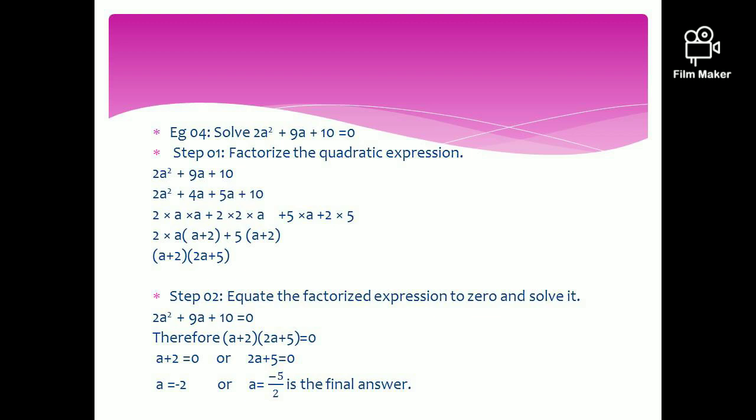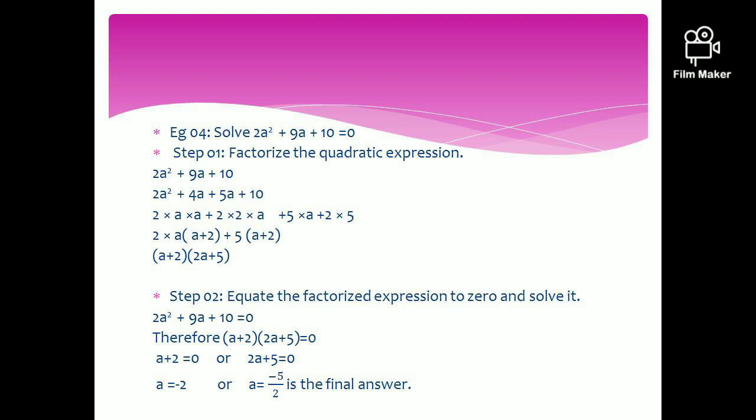Multiply the coefficient of the square term by the constant term. What is the coefficient of the square term? It is 2, which is in front of the square term. The constant term is 10. 2 into 10 is 20. Now try to find the factors of 20 whose sum is 9. You can clearly see the multiplication is 20 and the addition is 9, so it would be 4 and 5.